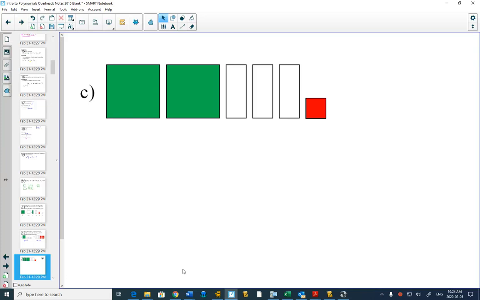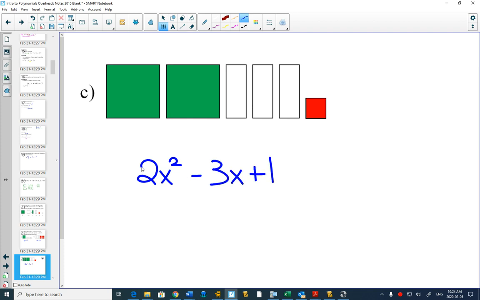The answer to this is 2x squared minus 3x plus 1. And it is a trinomial. Okay? Again, as we get into the math that we're doing, it's actually not bad, but you have to be here in order to understand it. So 2x squared minus 3x plus 1. Perfect.